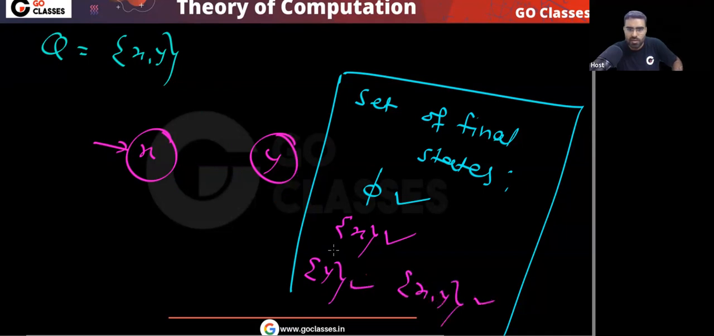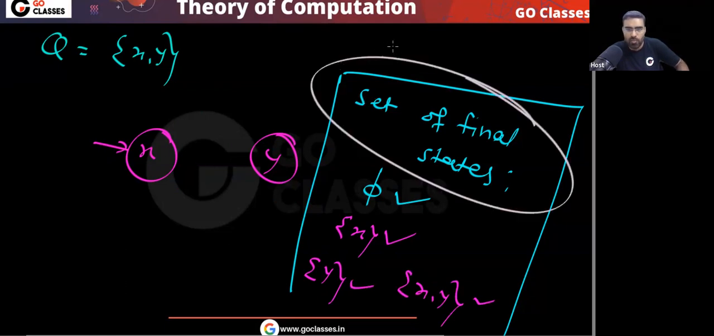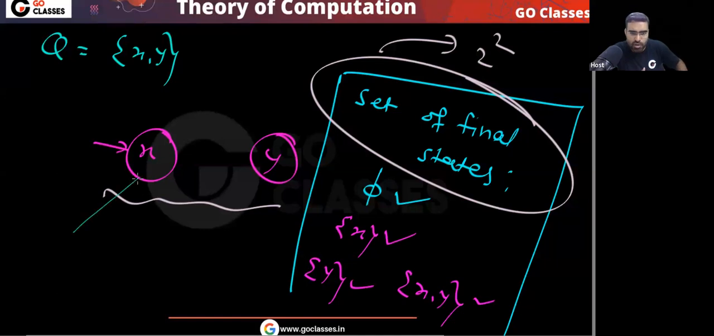Then this is possible. So how many? Tell me, how many possibilities are there for the set of final states? 2 power 2. It's like this: either you make this state final or you don't make it final. Yes or no? Are you getting my point? So for final states, every state has 2 choices.